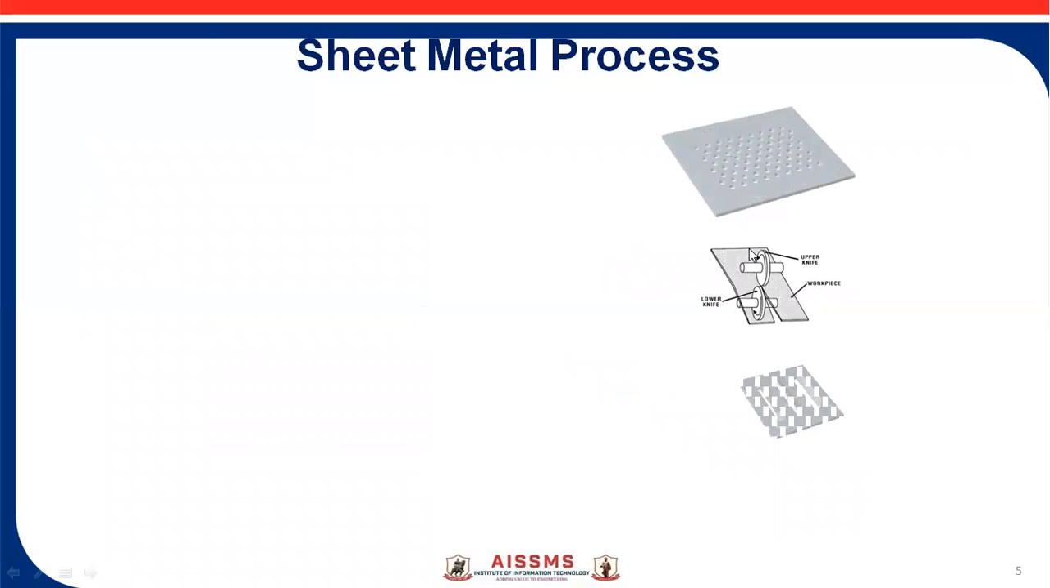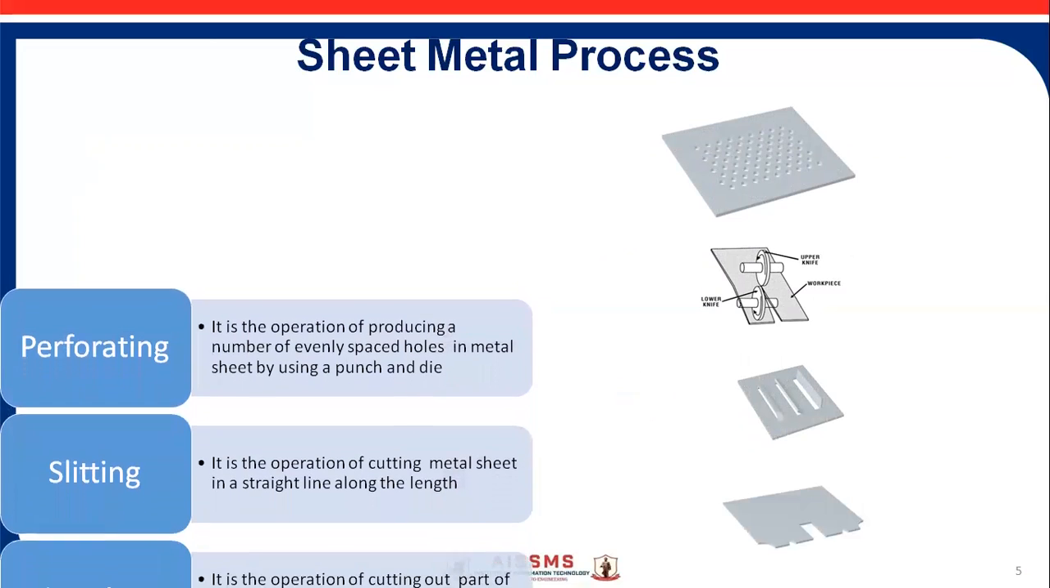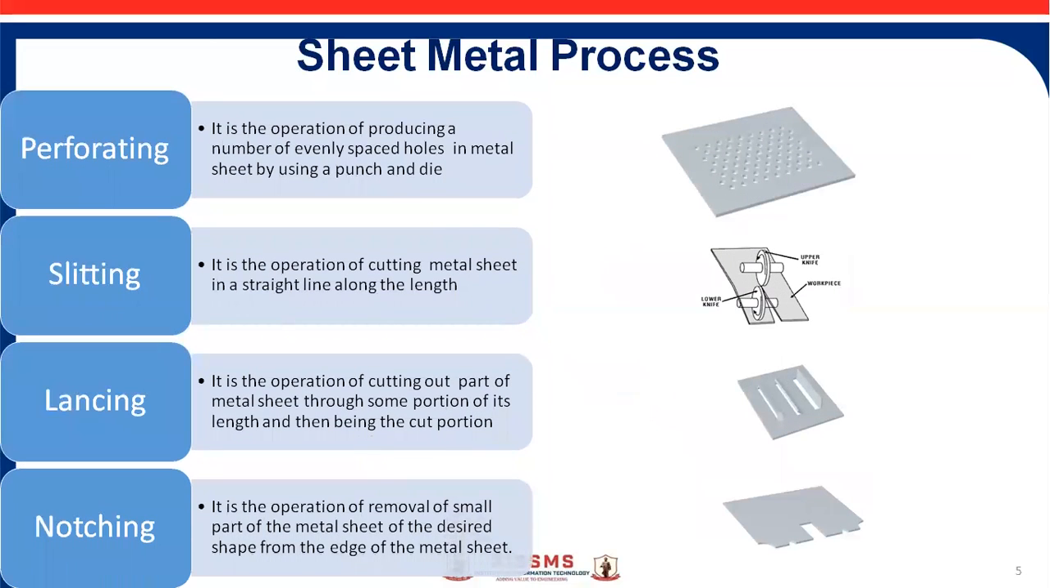Then the sheet metal cutting process is further classified into perforating, slitting, lancing, and notching. Perforating means the operation of producing a number of evenly spaced holes in the metal sheet by using a punch and die assembly. This can also be done by using a radial drilling machine, or even on a VMC, but when the thickness is very low, it is not difficult, but more time is required. With perforating, we can do it easily.